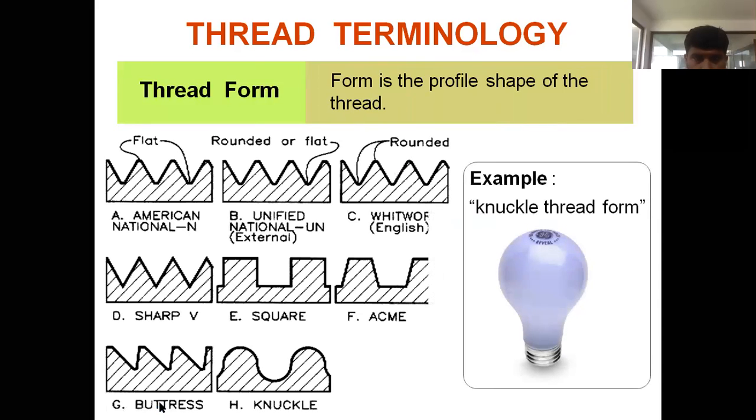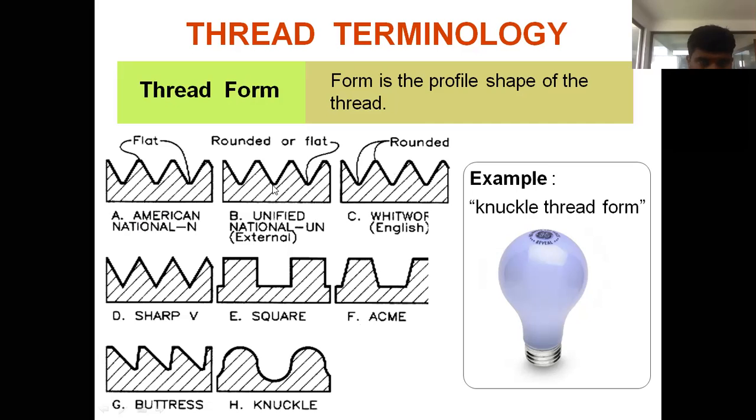Okay. So there are various thread forms. Very important: the thread angle will vary with the various forms and profiles of the shapes. We have ISO thread, buttress thread, square thread, Acme thread, Whitworth thread or English thread, national thread or unified thread, external thread.